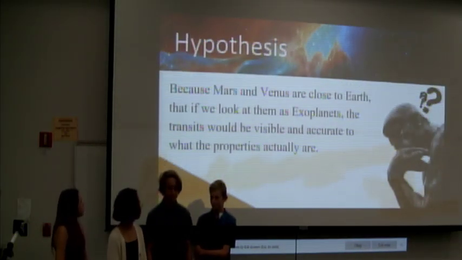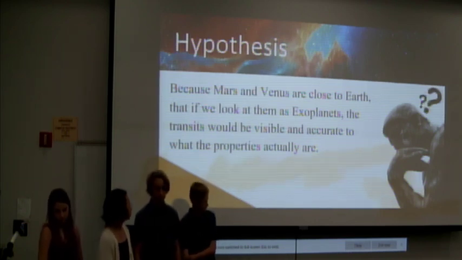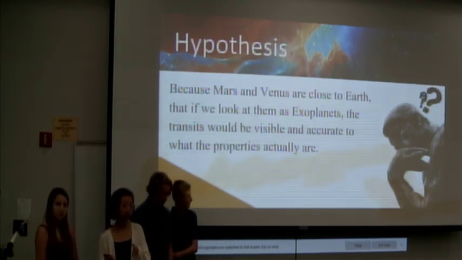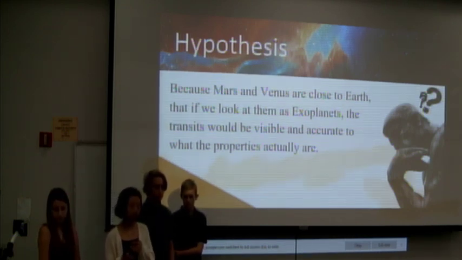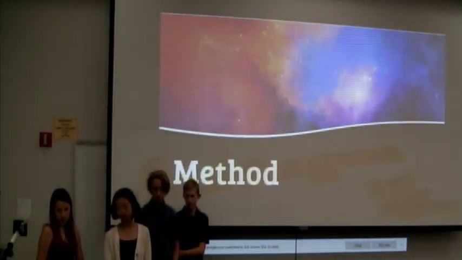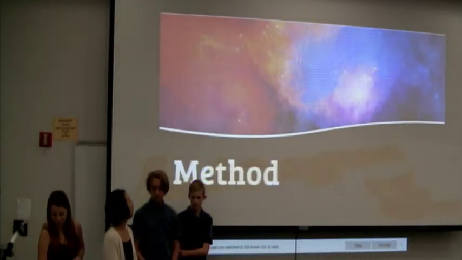So here's our hypothesis. Because Mars and Venus are so close to Earth, if we look at them as exoplanets, the transit will be visible and accurate to what their properties actually are. So here goes our method.